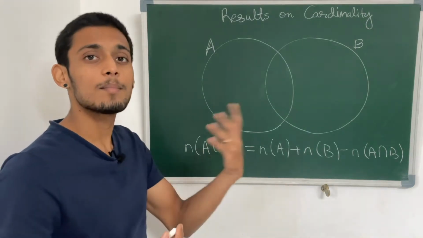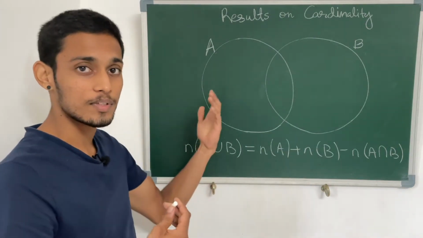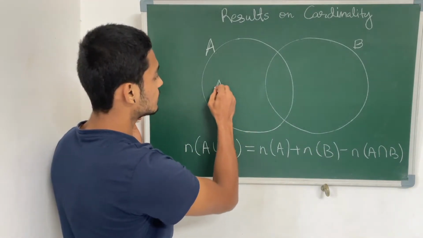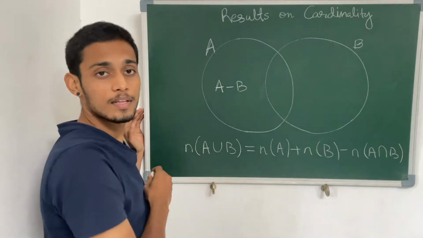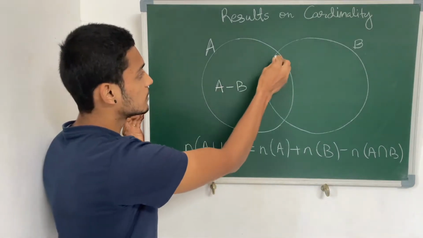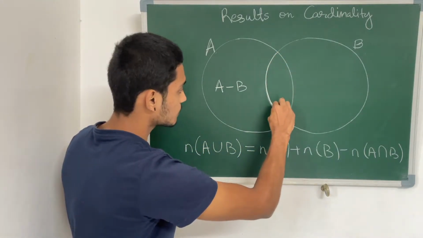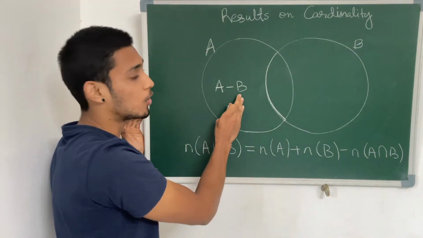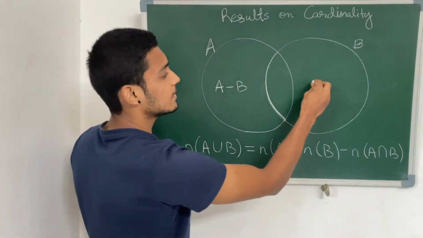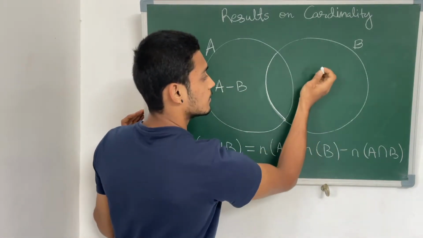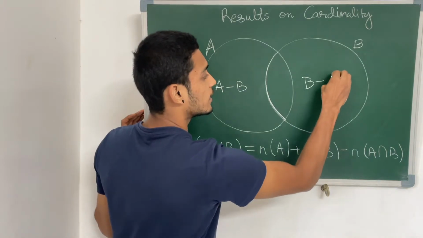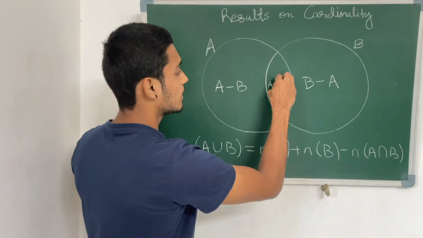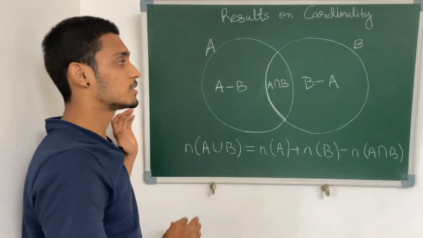Now let us see some other important results that we can get from this Venn diagram. We know that this part is the set A minus B. This particular region has elements only from A which are not in B, and this region has elements which are in B but not in A. And this is the intersecting part, that is A intersection B. So this is what we have.